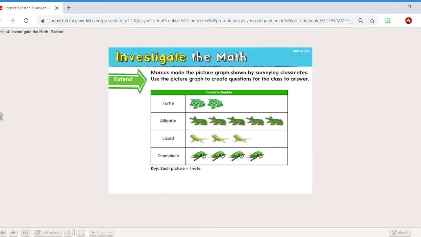Do one more example like that. I love this because there are turtles, and as you all know, turtles are my favorite animal. Marcus made a picture graph shown by surveying classmates. Use the picture graph to create questions for the class to answer. Ooh, this is a fun one, you guys. So you guys get to come up with the questions. Comment below a question that you come up with about this graph. The one I'm going to do, I'll write one too.